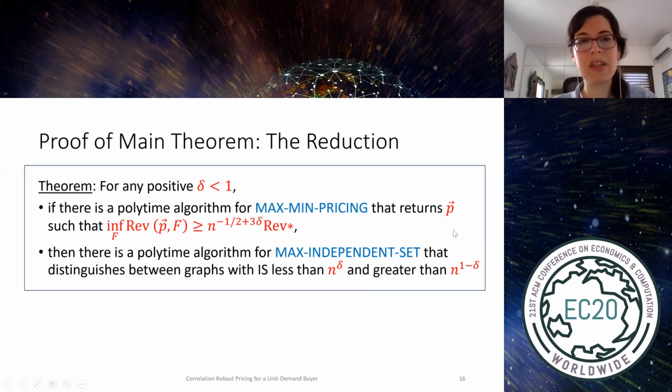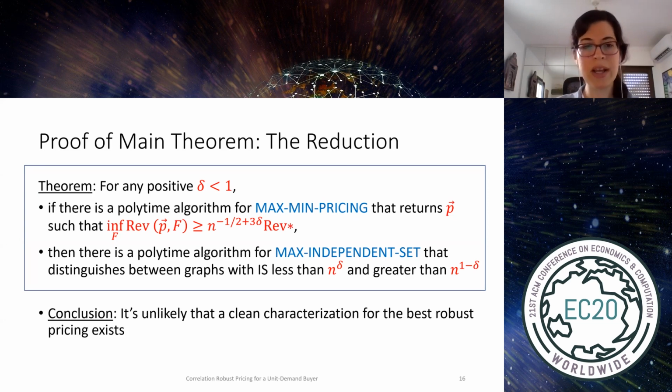So to prove NP-hardness, we have a reduction. We show that for small delta, as small as we'd like, if there's a polynomial time algorithm for max-min pricing that returns a pricing such that the robust revenue of the pricing approximates the benchmark up to roughly square root of n, then there's a polynomial time algorithm for max independent set that distinguishes between graphs with only small independent sets and graphs with a very large independent set. So the takeaway: it's unlikely that there exists a clean characterization for the best robust pricing.